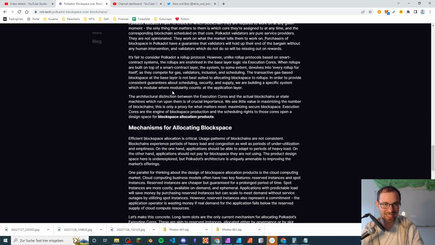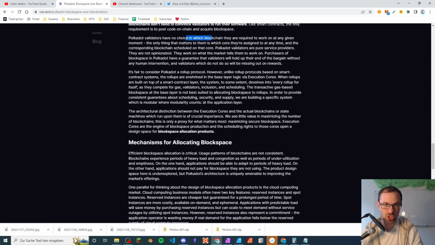Polkadot validators have no choice in which blockchain they are required to work on at any given moment. The only thing that matters to them is which core they are assigned to at any time, and the corresponding blockchain scheduled on that core. Yeah, so I was already describing this a few sentences ago.